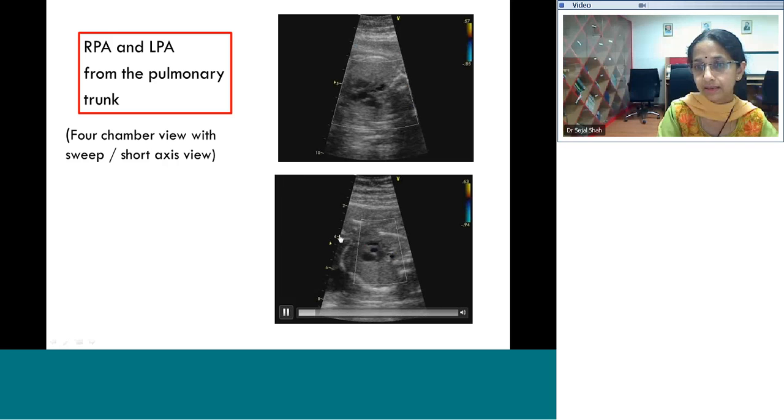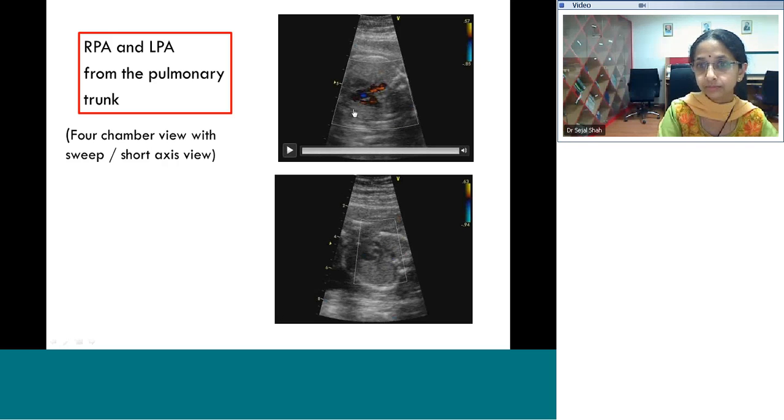So we can see in the second figure, this is like a short axis, and we see here the LPA and the RPA. The LPA is going along with the ductal arch towards the descending aorta. The right pulmonary artery goes in the other direction towards the right side of the baby. So the branch PAs can be opened up either from the 4-chamber view when we sweep further, or we can see in the short axis view.